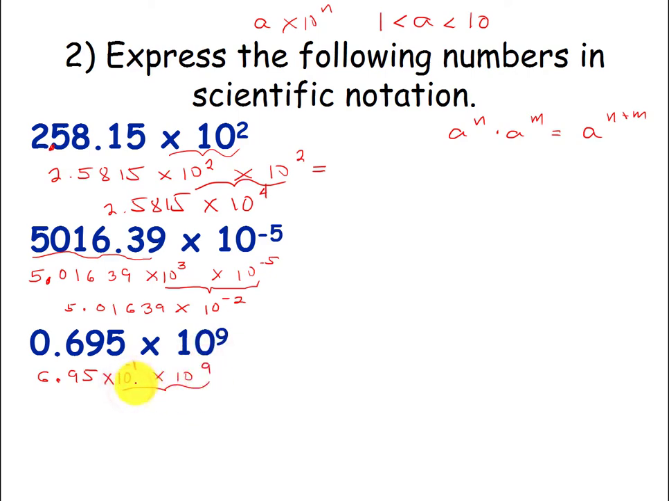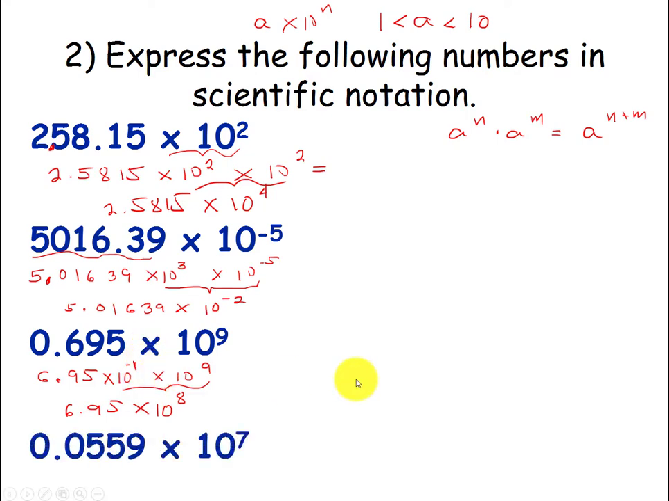Simplifying 10 raised to negative 1 times 10 raised to 9, you keep the base, add the exponents, and then we will have 6.95 times 10 raised to 8.